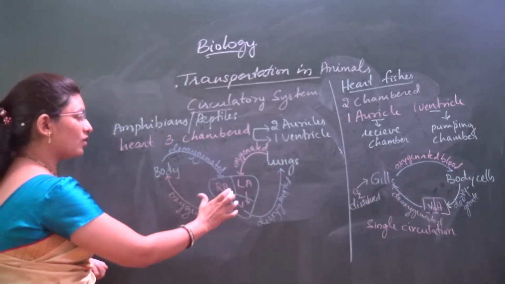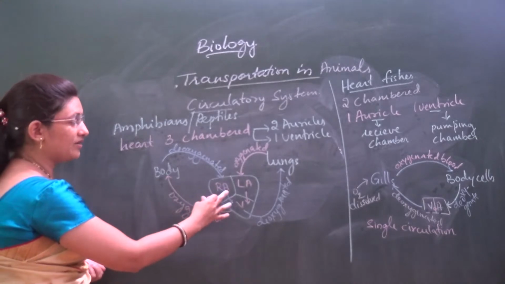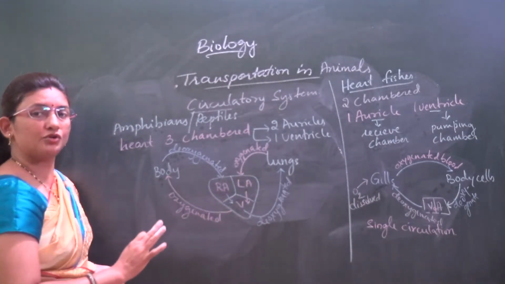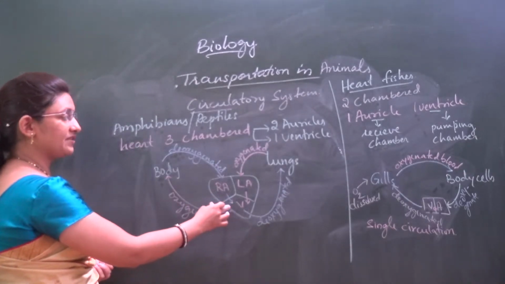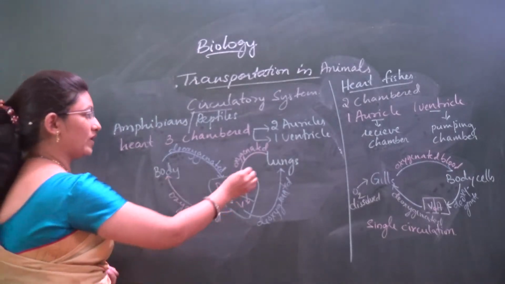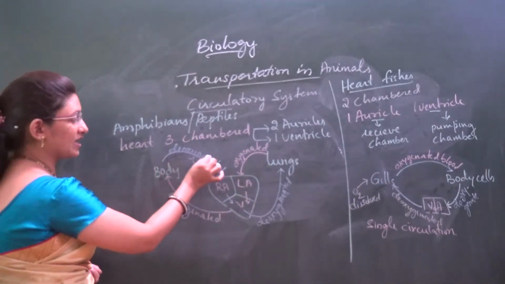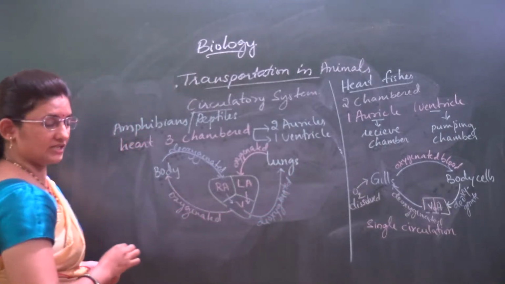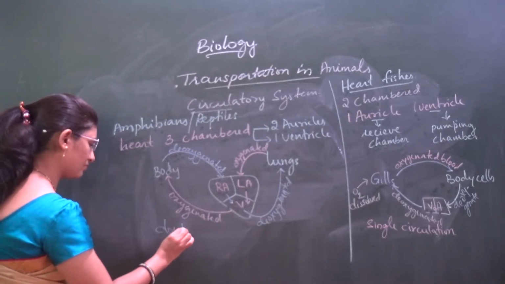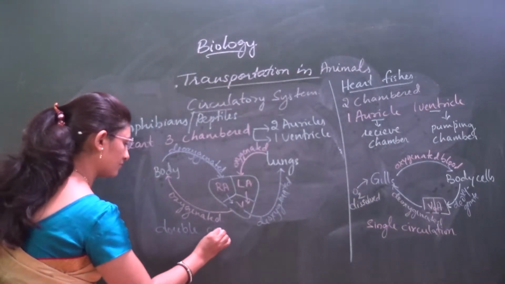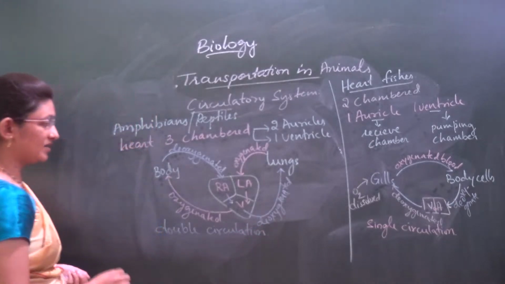So, in one complete circulation, what happens? Here, the heart is receiving the blood two times. How many times? Two times. One time it is taking up the oxygenated blood, and the second time it is taking up the deoxygenated blood. So it is a double circulation.